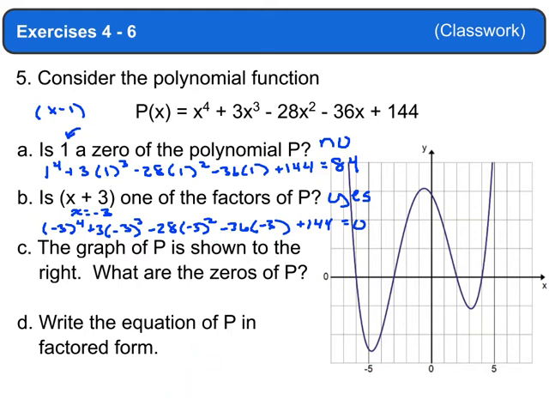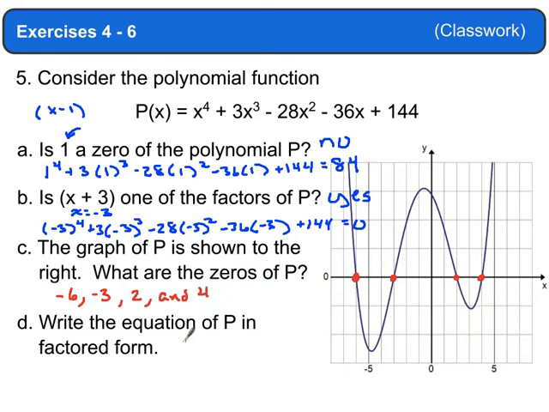Now it says the graph of P is shown to the right. What are the zeros? Meaning, where do they cross the x-axis? Well, we can see one of them here. That seems to be -6. We've got one right here, 1, 2, 3. It's -3. We've got one right here. That's a 2. And you got one right here, which is a 4.